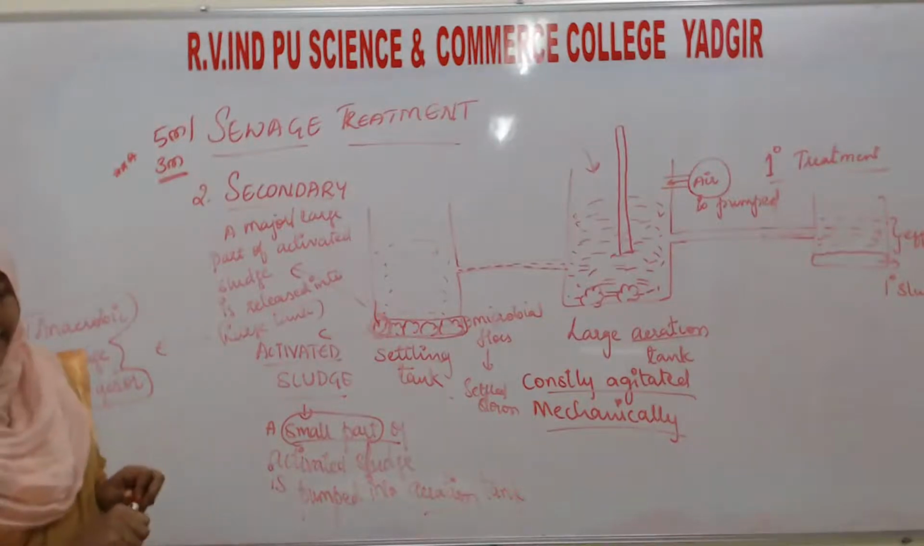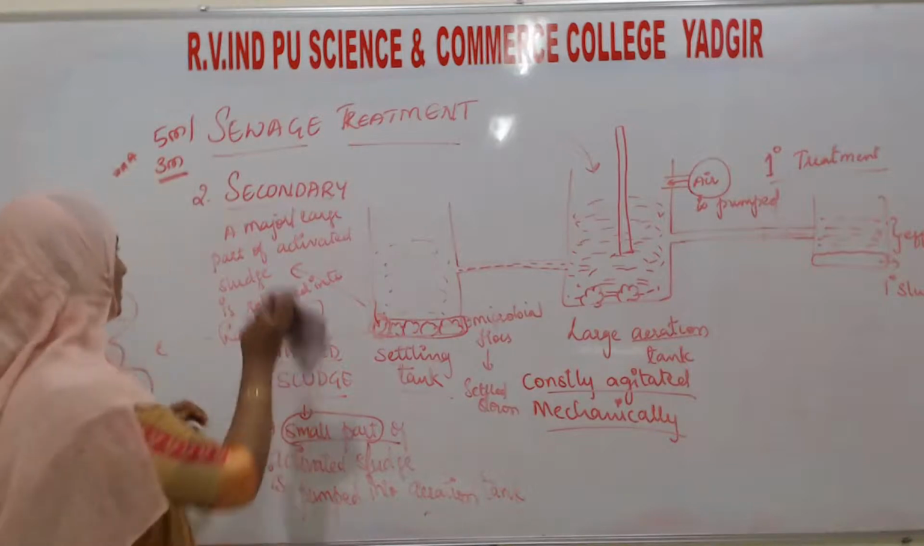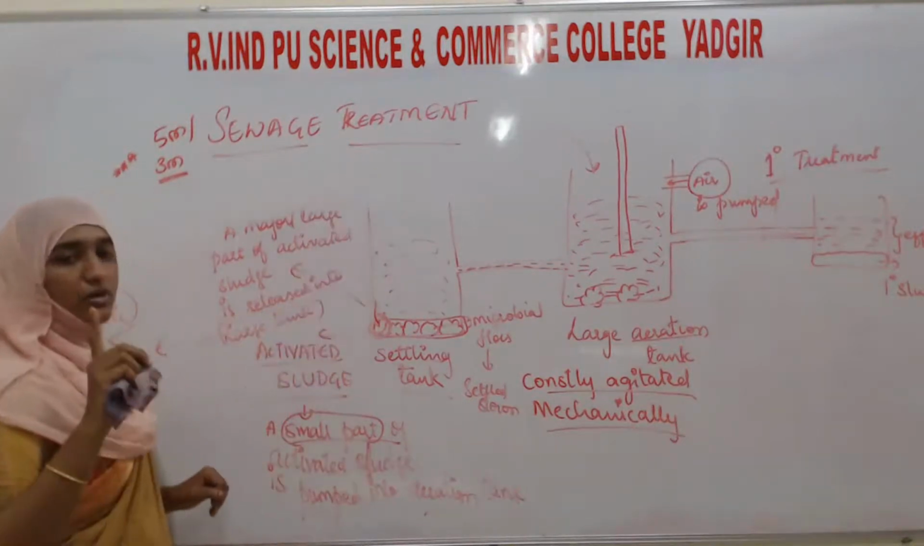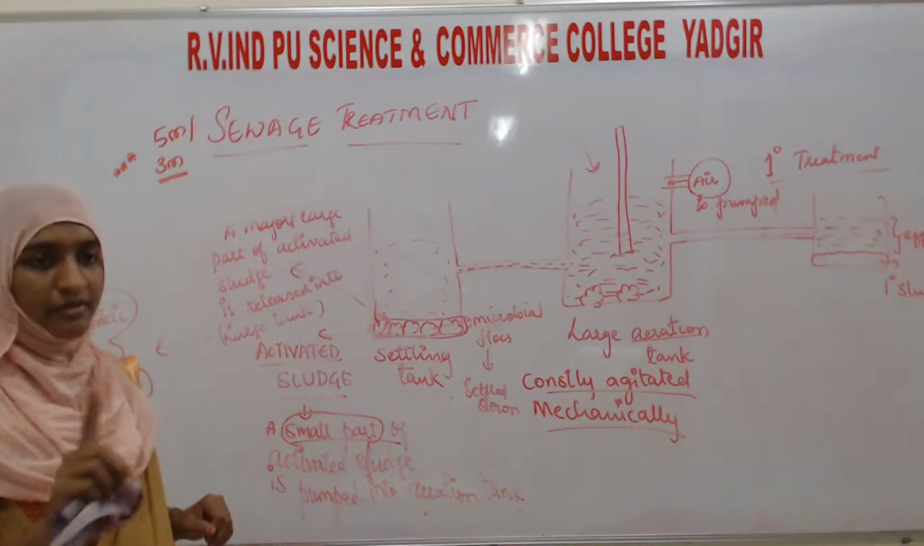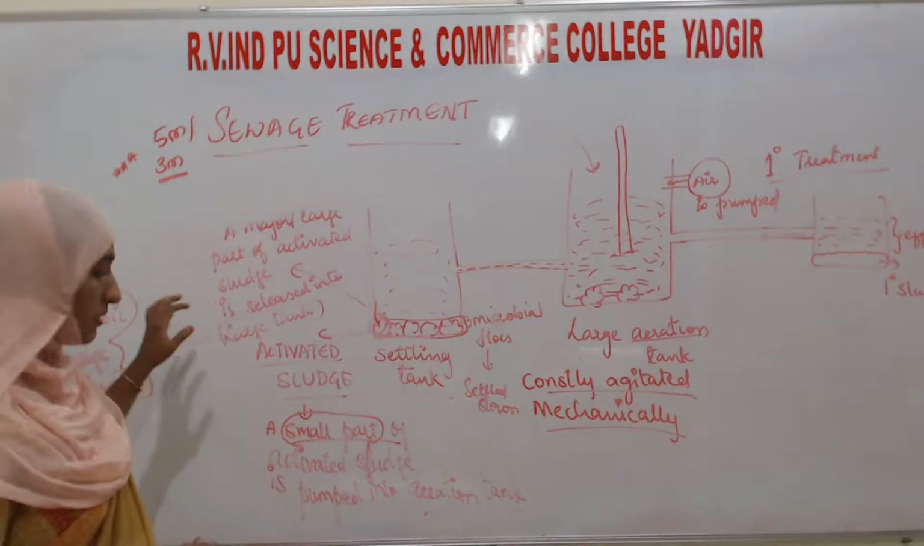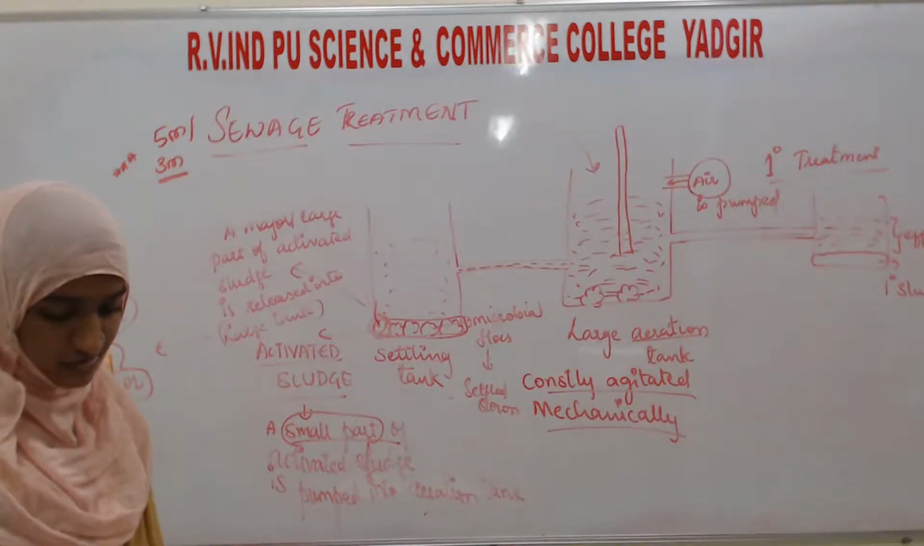So here, the next part is the tertiary treatment. Mostly they will ask only about primary or secondary treatment. They will not ask for 3 marks on the tertiary treatment. Okay. So in the anaerobic sludge digester, what is taking place?